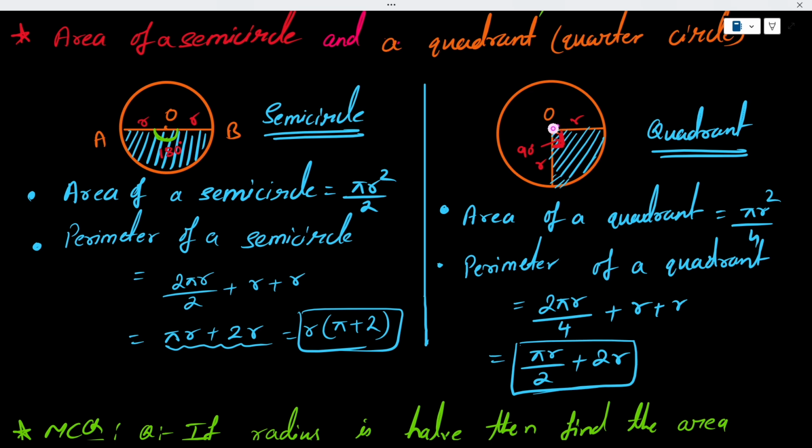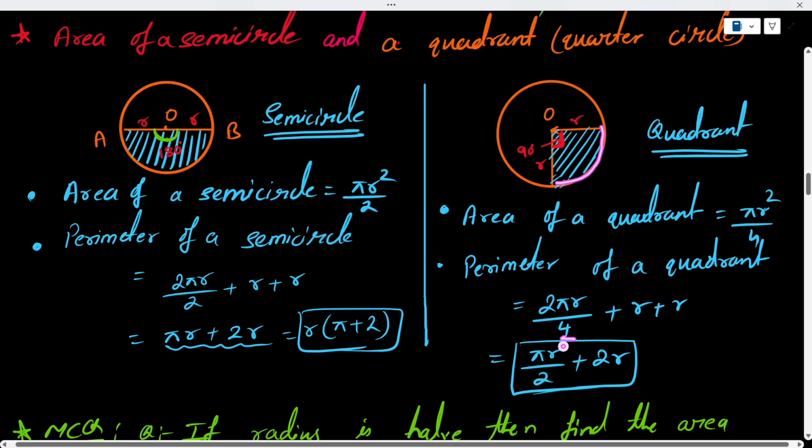For the perimeter of the quadrant, you take the two radii, 2r, and this arc. The arc is the circumference divided into 4 equal parts, so 2 pi r by 4, which is pi r by 2, plus 2r.